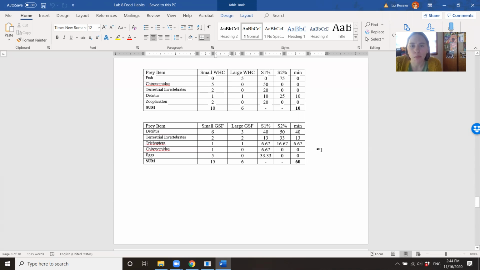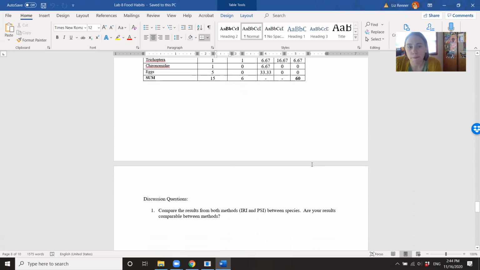And then finally, we do that with green sunfish as well, and you can go through this table, but minimizing between 40 and 50, the min is 40. Between 13 and 33, the min is 13. Between 6.67 and 16.67, the minimum would be 6.67. And then since these are both 0, that would be minimized to 0 for a PSI of 60.